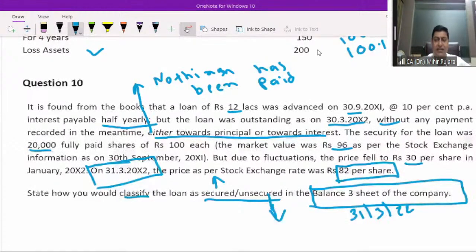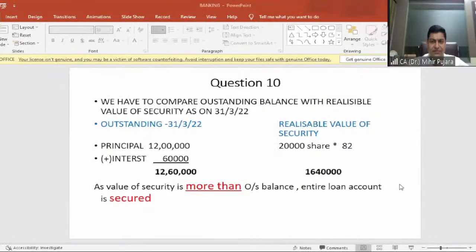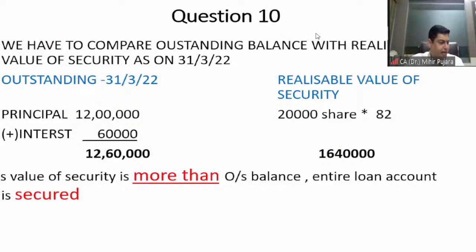It is secured. Yes, it is secured. And the answer is 12,60,000 but at 82 per share, 16 lakh. The entire loan is secured. Simple. Therefore, the entire loan is absolutely secured.